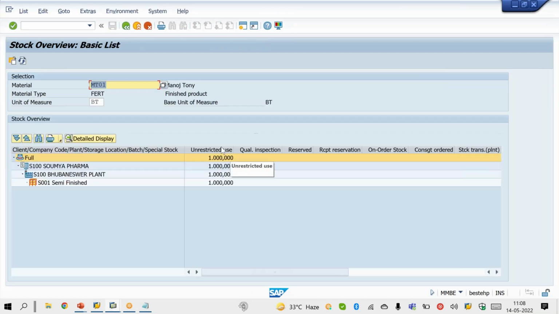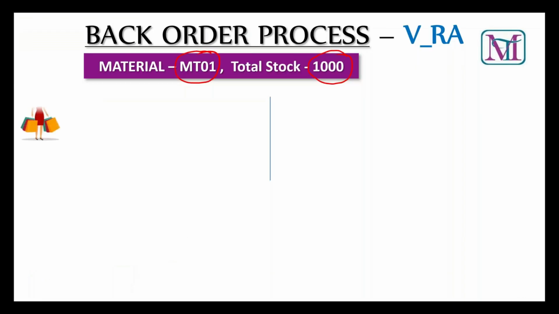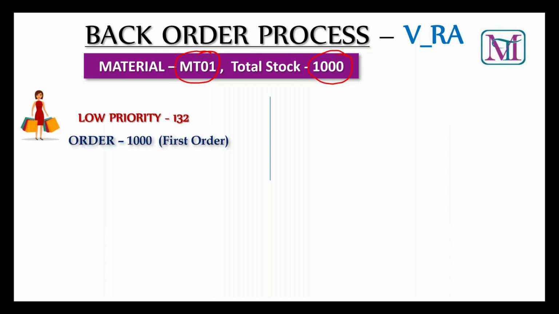Stock should be 1000. Then you can see this scenario. First, I'll create a sales order for a low priority customer and allocate the total quantity, 1000, to this low priority customer. Then for the low priority customer, the confirm quantity will be 1000.